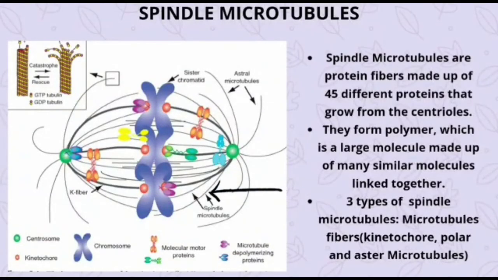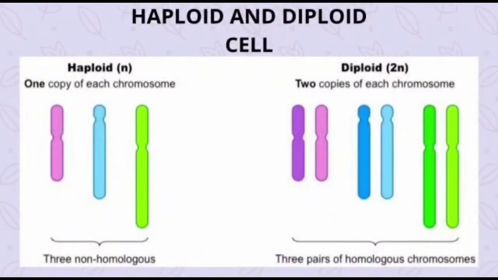The spindle microtubules are protein fibers made up of as many as 45 proteins that grow from the centrioles. They form a polymer, which is a large molecule made up of many similar molecules linked together. The overall shape of the spindle is framed by three types of spindle microtubules: kinetochore microtubules, astral microtubules, and interpolar microtubules. Microtubules are a polarized structure containing two distinct ends: fast growing, that is plus, and slow growing, that is minus. Next, haploid and diploid cells.